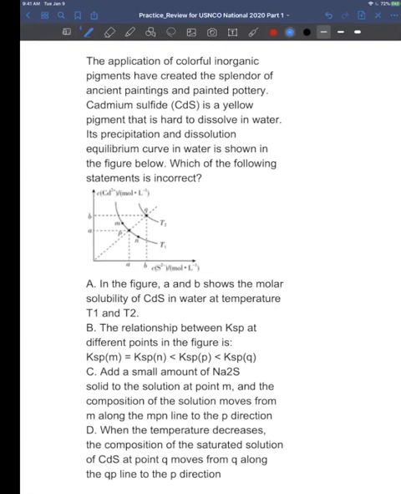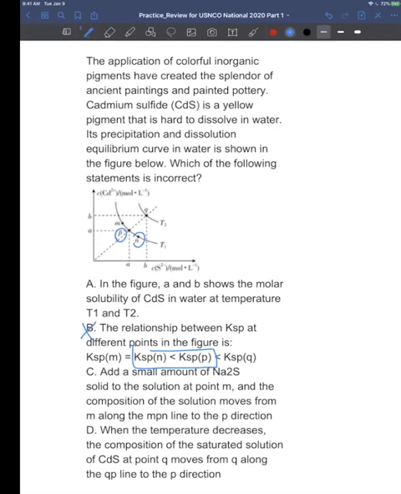Okay, now stop here. Most of you chose B. Do you think B is the correct answer, or is it the incorrect statement? Yes, it is incorrect. Why? Have a look here. N and P are on the same line, right? They are on the same saturation line, which means they are supposed to have the same Ksp, right? So it's incorrect.